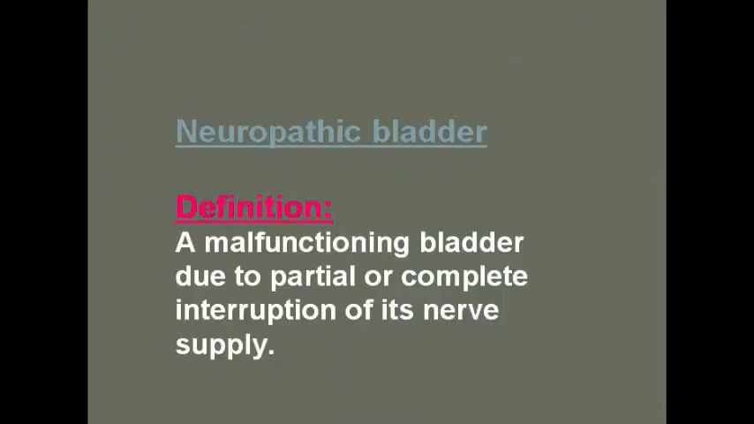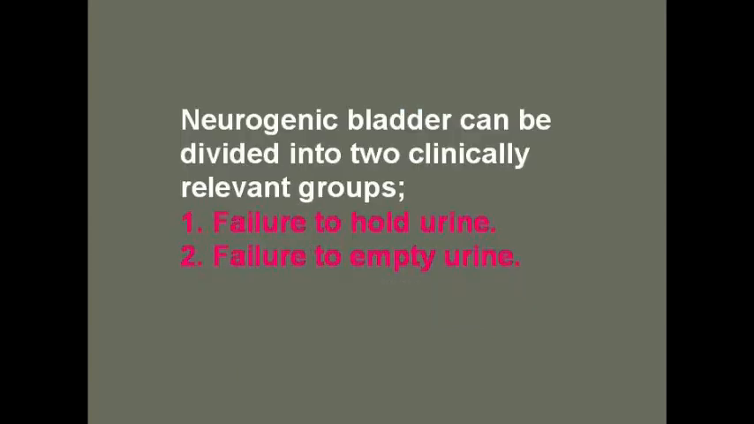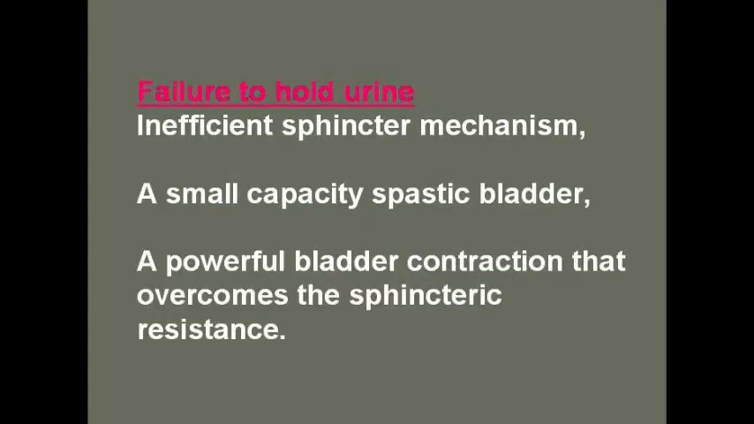Now, going on to the neuropathic bladder, by definition, it is a malfunctioning bladder due to partial or incomplete interruption of its nerve supply. For all practical clinical purposes, this is a classification we all know: it's either failure to hold urine or failure to empty the urine. Failure to hold urine can be due to either an inefficient sphincter mechanism, a lax sphincter, a small capacity spastic bladder as you get in an upper motor neuron lesion, or a powerful bladder contraction which overcomes the sphincter continence, like detrusor hyperactivity or overactivity.